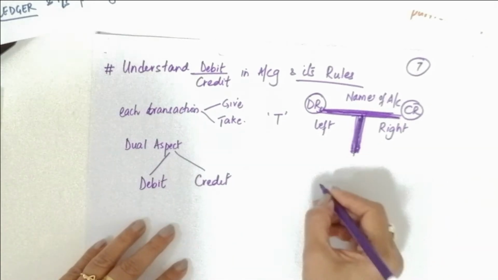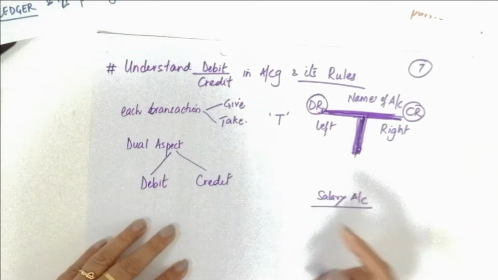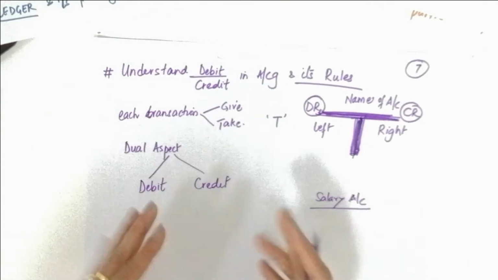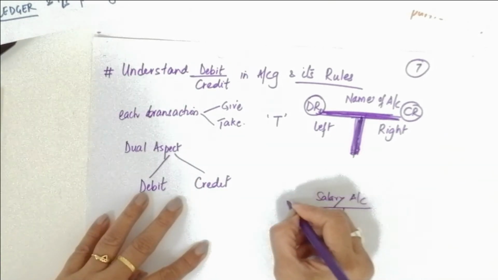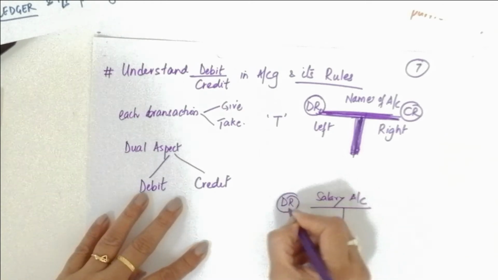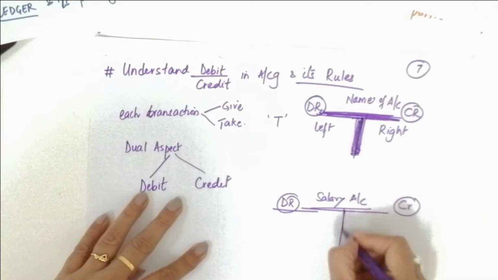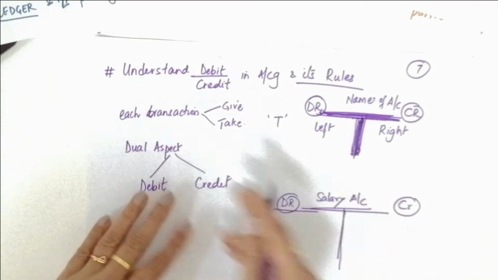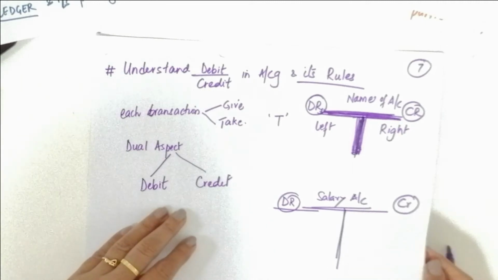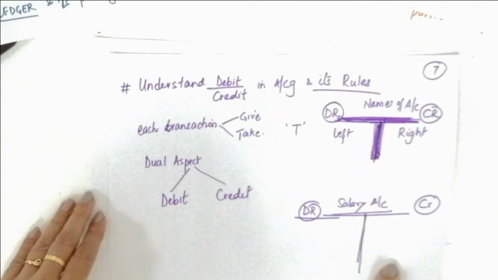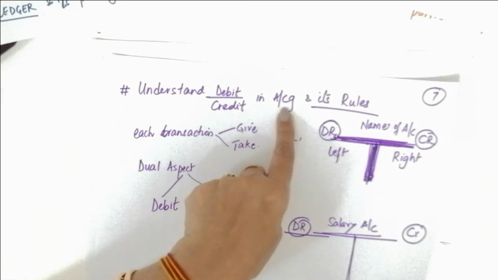For example, if I have to open a salary account, because I don't have one staff in my organization, there are many employees, so I open one salary account for all the employees. So this side will show debit and this will show credit. This is how my T account will reflect. In your ledger, you will make T accounts, which we'll be doing step by step going forward. Now, understood debit and credit in accounting and its rules.